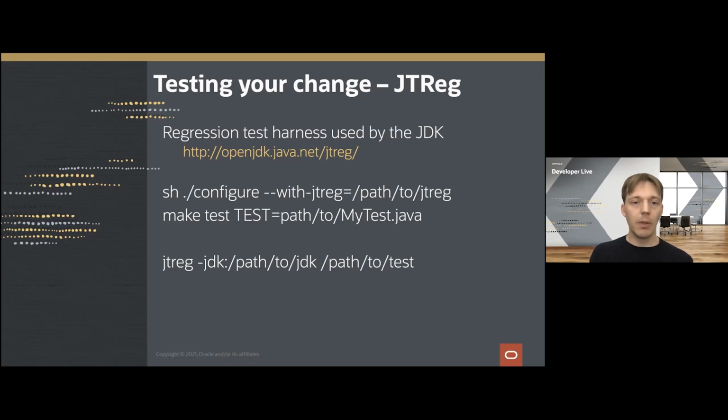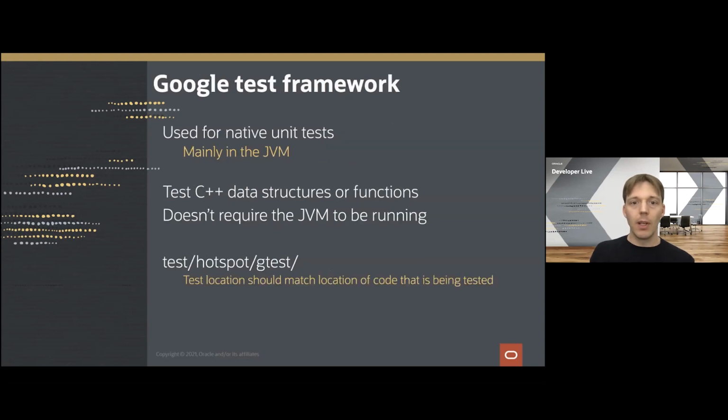You can run either using, if you download JTREG from the link provided here, you can tell configure when you configure the build which JTREG to use, and then use make test to run tests, or you can use JTREG standalone by just typing the bottom line on the slide here, the JTREG and path to what JDK to run and what test to run.